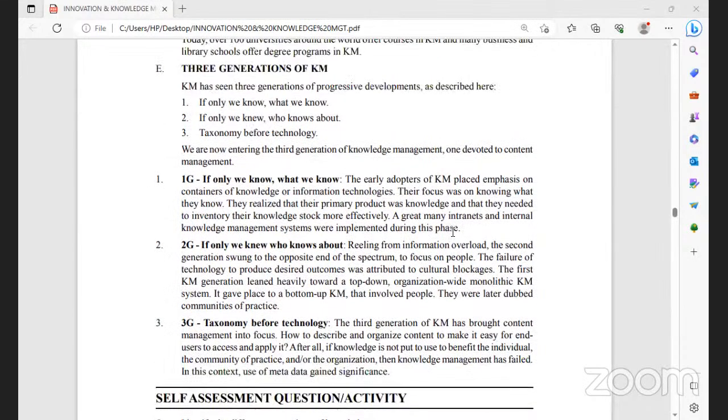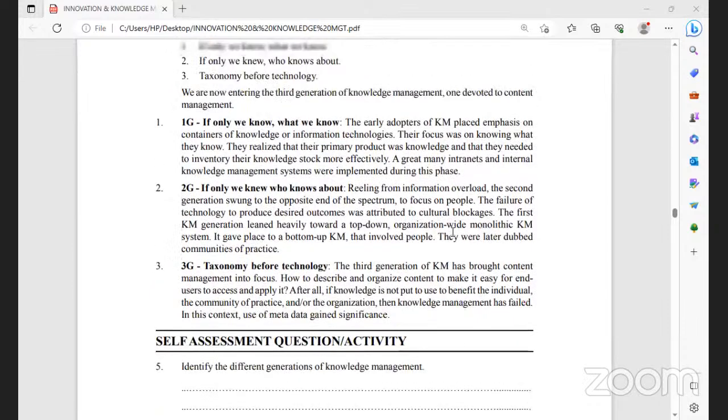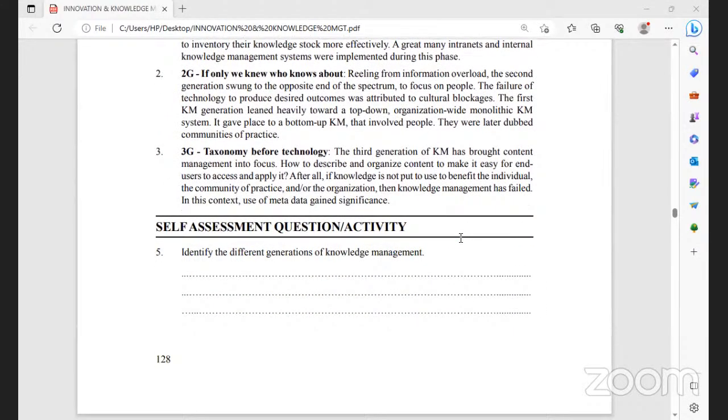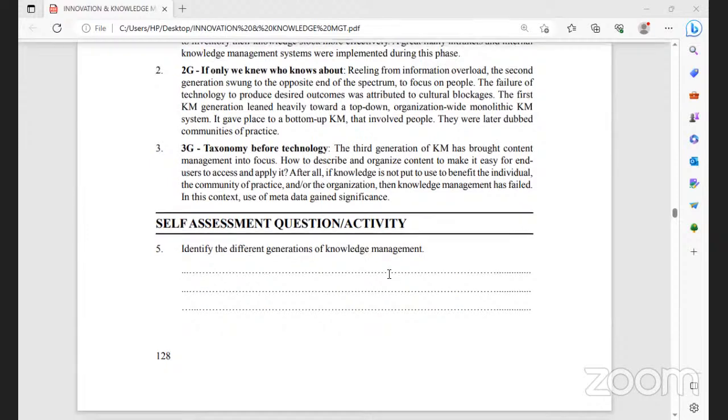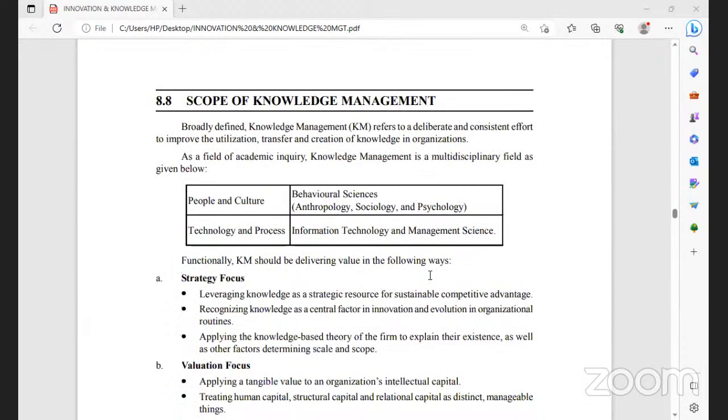Next one is 3 generations of knowledge management. First generation, second generation, and third generation. First generation relates to if only we knew what we know. And growth in second generation is relating to if only we knew who knows about. And coming to third generation, taxonomy before technology. Like our mobile phone SIM card, 2G we started. Now we are sailing in a 5G mobile, like that. SIM card, same relating to knowledge management also.